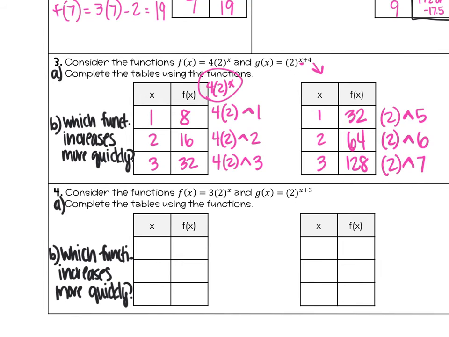So which function increases more quickly? So basically just look at what's going on here. Which one is going up at a faster rate here? And it looks like they're both kind of timesing by 2 essentially, but since this one has our larger values going on, we would say that. So I'm just going to say g of x because that was the name of this function.